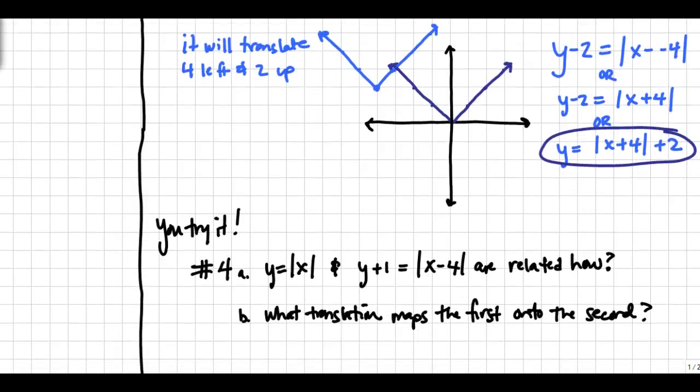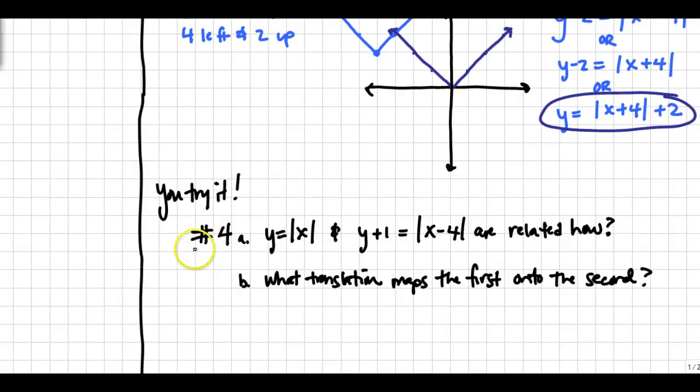So now I want students to give this a try on their own. This is number 4 in your homework. Again, you're working with the absolute value function as your original parent, and then they're giving you a new equation, and they want you to come up with the translation. Well, first just describe how they're related and then come up with the actual translation. So pause the video, give that a try, and the answers will be displayed here shortly.